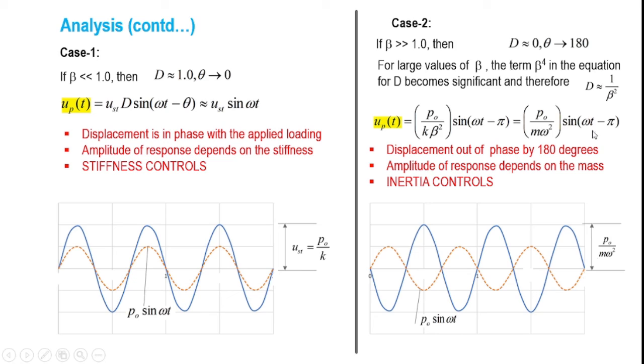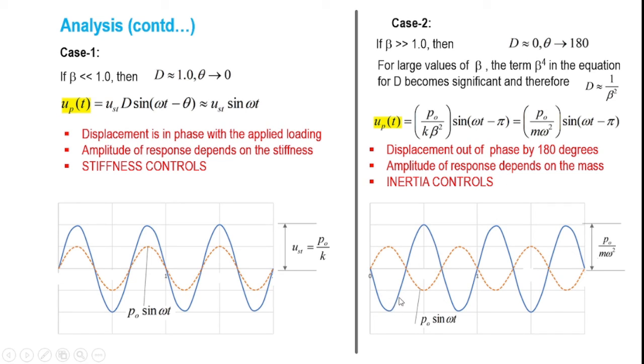Now here, as you can see for u_p(t), the final equation is P0 by m omega square into sine of omega t minus pi. This means that the response of the system lags behind the applied force by 180 degrees, because we know that the phase angle is 180 degrees. And the amplitude of the motion is P0 by m omega square. That means I have got a term m, the mass, which means that for such a system, where the load is applied very rapidly, the response is controlled by the inertia.